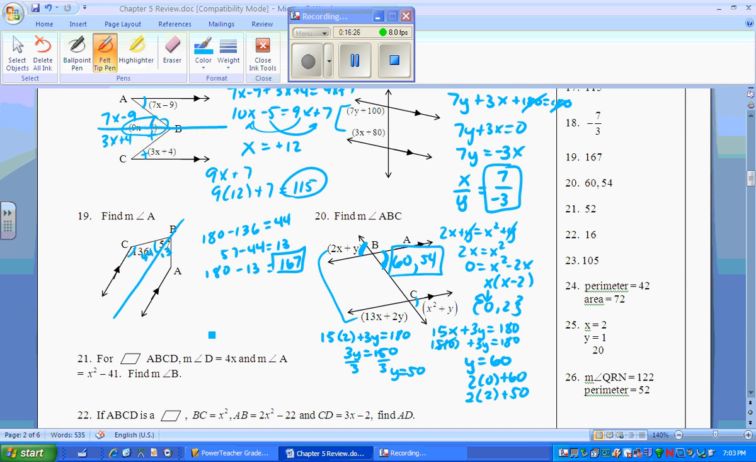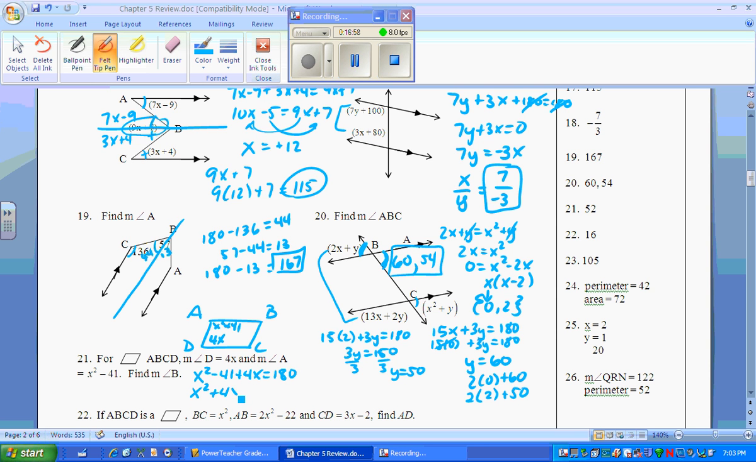21. Draw yourself the parallelogram. We got A, B, C, D. Make sure you go clockwise and you don't skip anything. The measure of angle D is 4x. The measure of angle A is x squared minus 41. You know that these two right here are same side interior, so they're supplementary. So we got x squared minus 41 plus 4x equals 180.